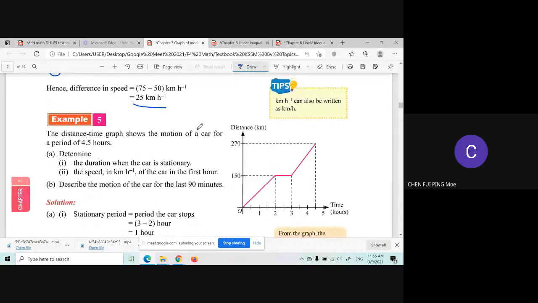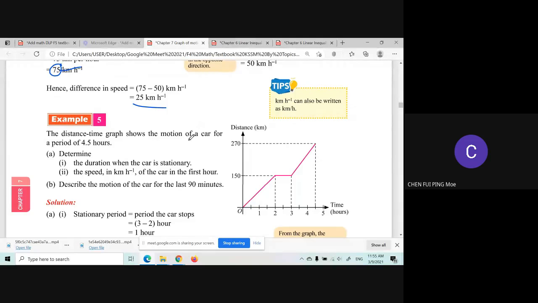So now, any question? Can understand so far? If you don't understand or you are confused on some part, you can just raise up your hand or on your mic and stop me. It's okay. You ask me. Okay, and then example 5.